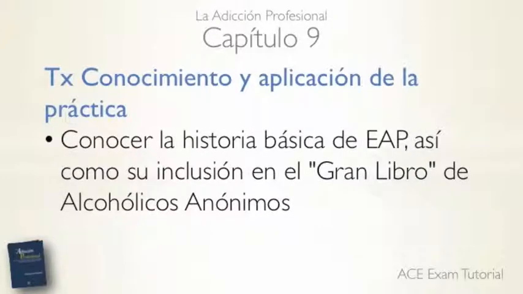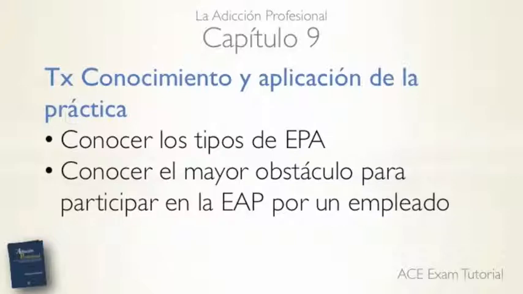Know the basic history in Chapter 9 of EAPs, or Employee Assistance Programs, as well as its inclusion in the Big Book, and know about and be able to distinguish between the various types of EAPs, such as broad brush programs, and know what the biggest hurdle to getting employees to participate in EAPs is, which is the fear that use of the program will hinder promotions, cause ridicule, create legal problems, or get someone fired.